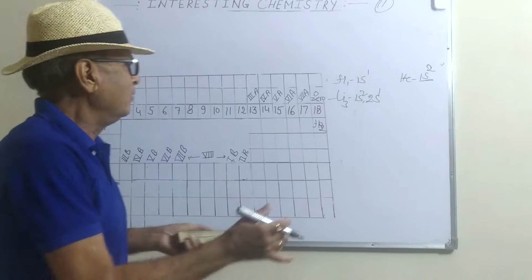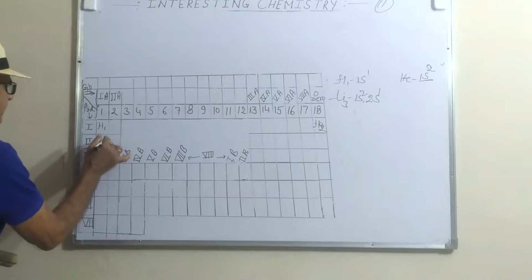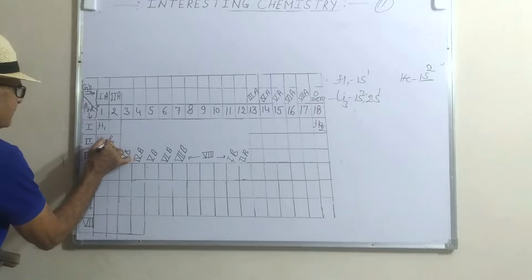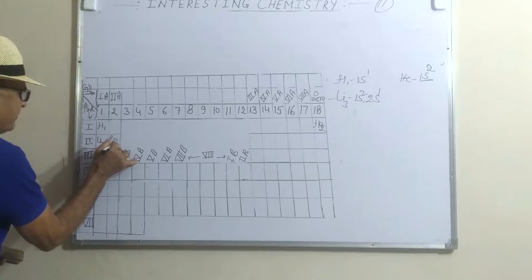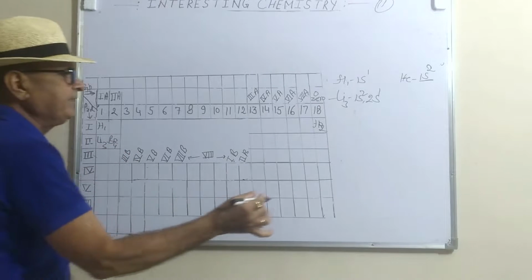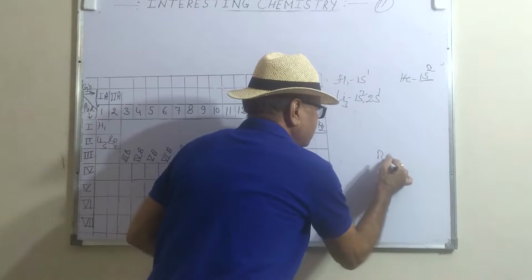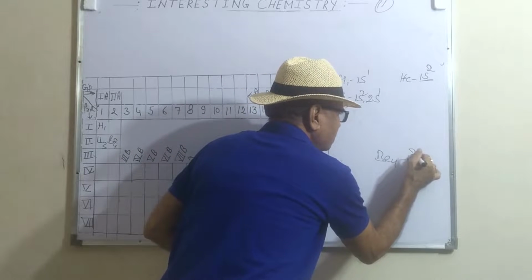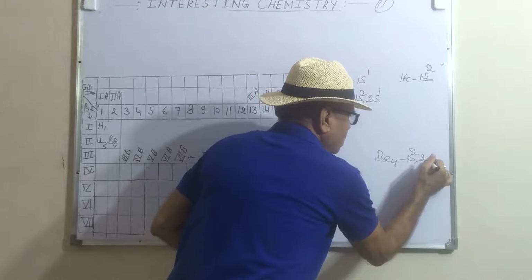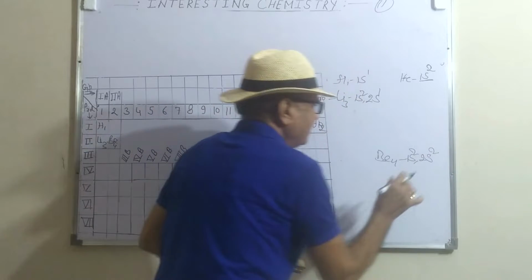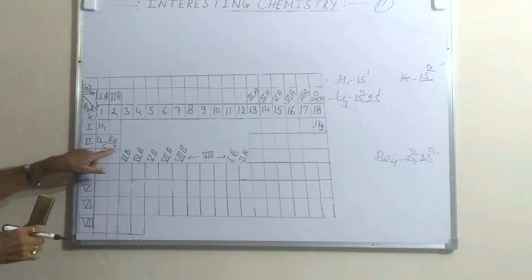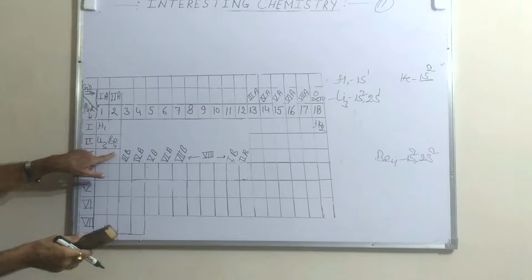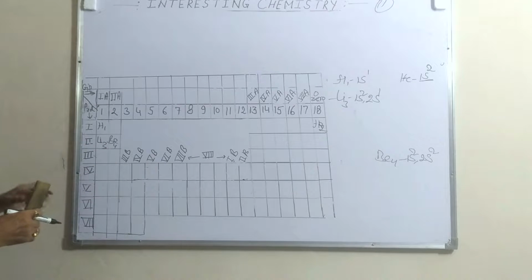Now come to the fourth element, beryllium. You know it very well. I am not telling you a new thing, only revising: 1s2 2s2. So it is 2s2.